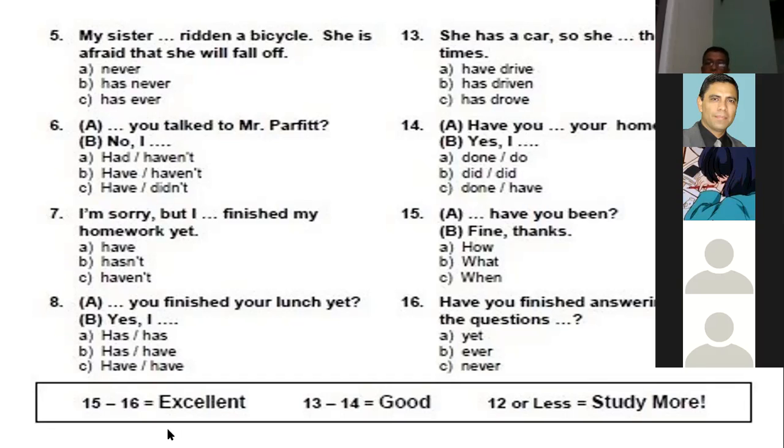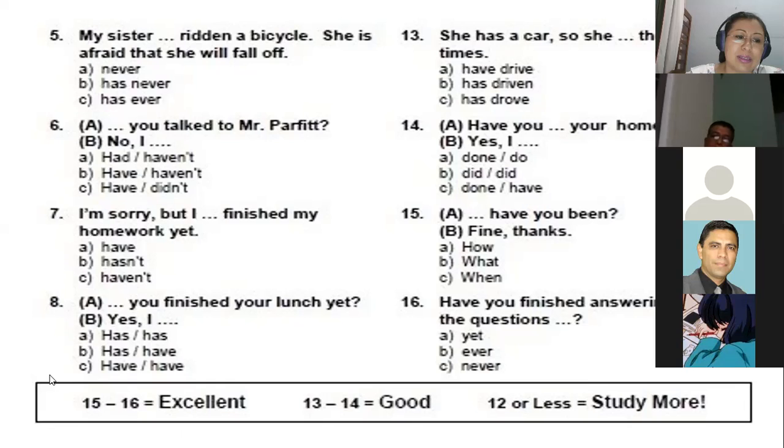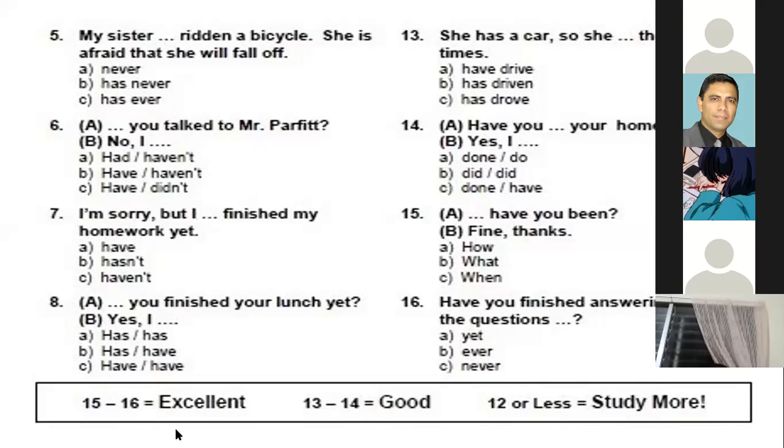Miguelito. Creo que ya se desconectó. Ah, no, there he is. Okay. How have you been? Fine, thanks. Okay, very good. Thank you, Miguel. Listen, this is another way to ask ¿cómo has estado, verdad? Usando el presente perfecto. ¿Cómo has estado? How have you been? Bien, gracias. Fine, thanks. Okay. Very good.